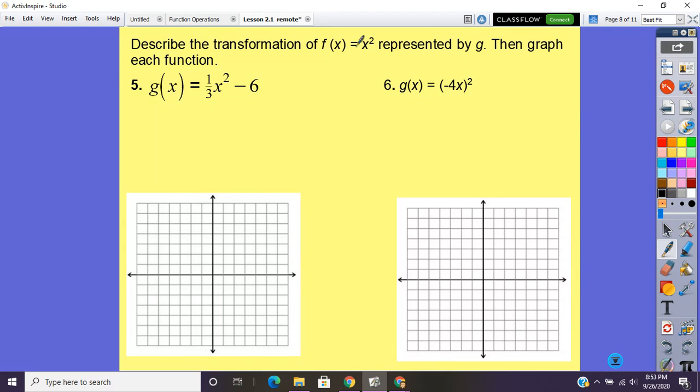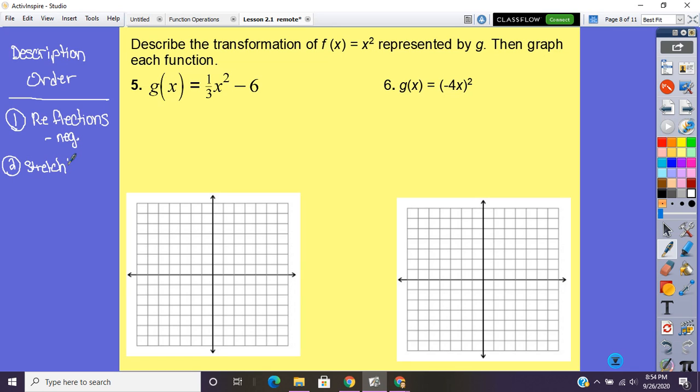So let's describe the transformations represented by g and then graph each function. The order in which I would describe them: the first one I'd look for is reflections. That means, do you see any negatives? The second thing I'd look for are stretches and shrinks.